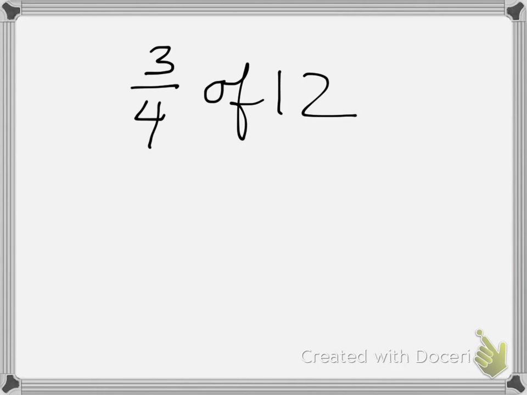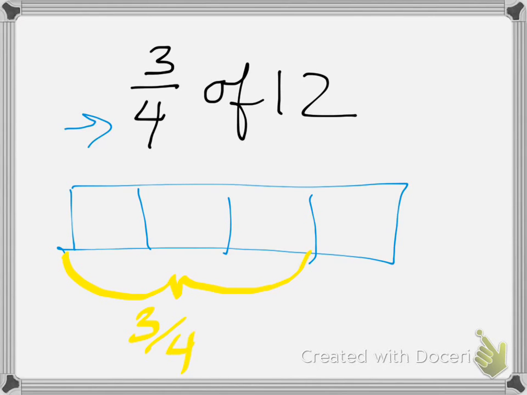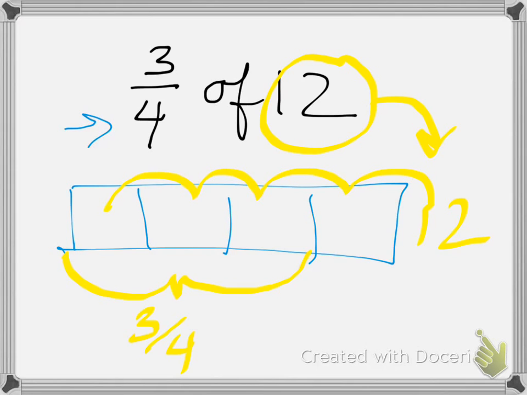Now another strategy for working this when we have a fraction is we can draw a fraction box. We can divide it into fourths, that's our denominator, and we want 3 of the fourths. So we want 3 of these 4, and it says 3/4 of 12, so 12 is our whole amount. Now we're going to take 12 and put that into these 4 boxes.